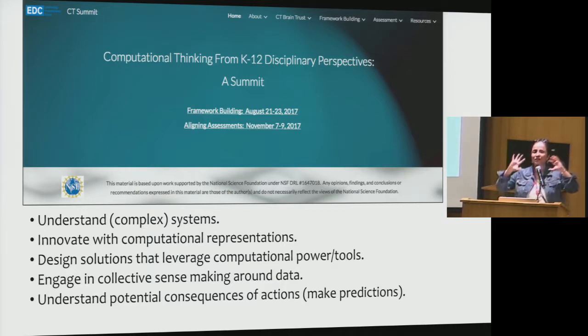When it is in the context of another domain, it is about understanding complex systems. It's about innovating with computational representations. Maybe that's a fancy way of saying computational modeling or programming. It's about designing solutions that leverage computational power. It's about engaging in collective sense-making around data. And it's about understanding potential consequences of actions or making predictions. And a lot of the work around STEM plus computing is happening in these ways. And so, again, what does this mean for curriculum design when we think about integrating computational thinking, preparing teachers to think about curricula, etc.?